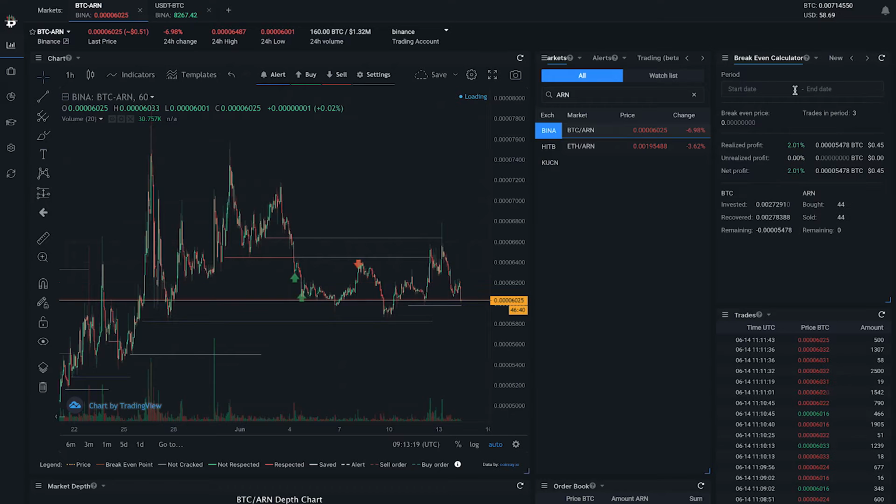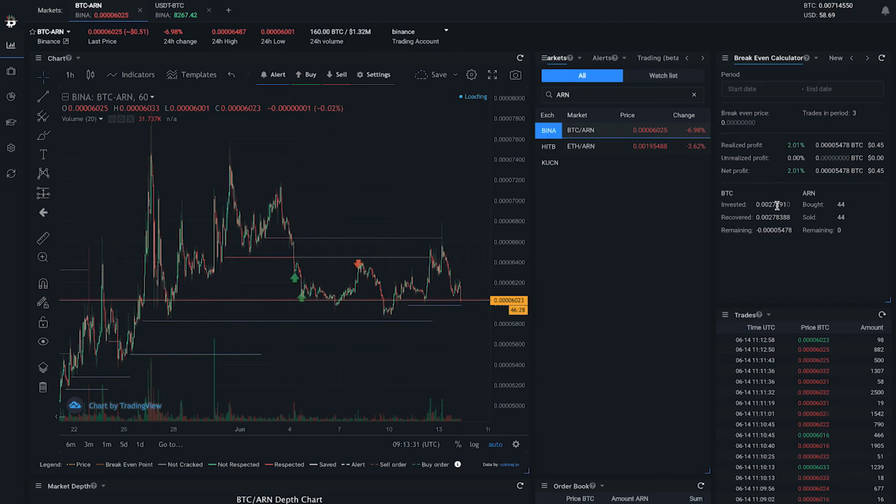After adjusting the period, the break-even price will change and you see how many trades are included here. Down here you can see your realized profit, which means how much profit or loss you currently have based on your average buy price and your average sell price. Unrealized profit will indicate how much profit you can still make with the coins you have left, if you sell at the current price.